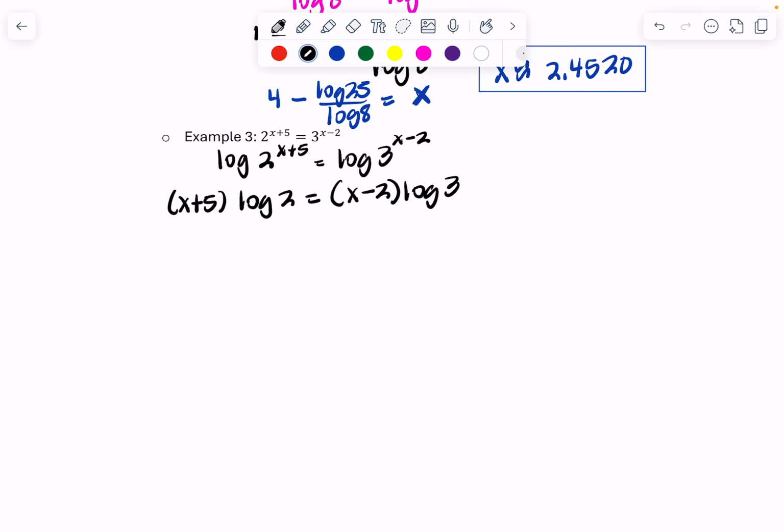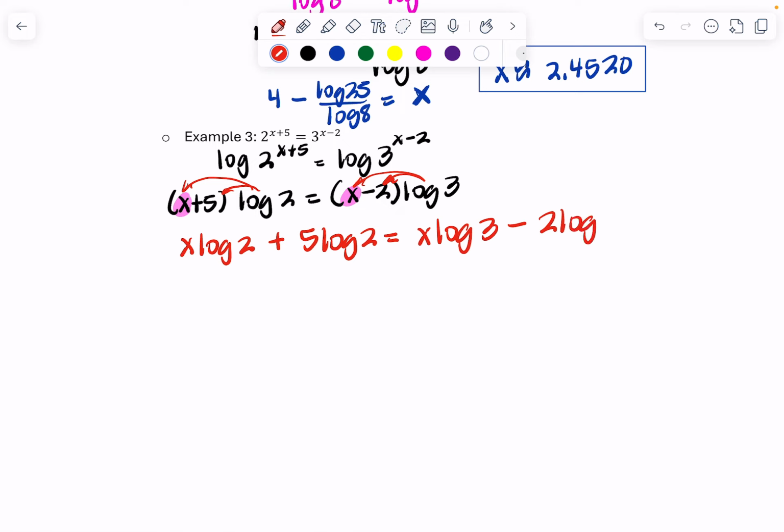Like that, okay? And normally we would divide by log 2 on both sides, but the issue is we've got an x in 2 places. So you got x here and x here. I got to put the x's together. So the first step here is going to be to distribute. Okay, we got to get rid of the parentheses. Distribute the logs on each side. So I have x log 2 plus 5 log 2. Over here, I'd have x log 3 minus 2 log 3. So distribute in the pieces.